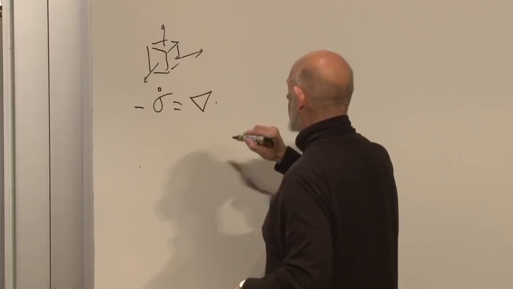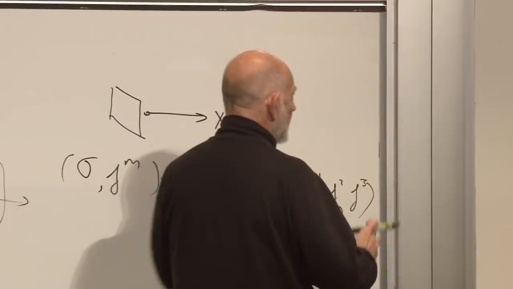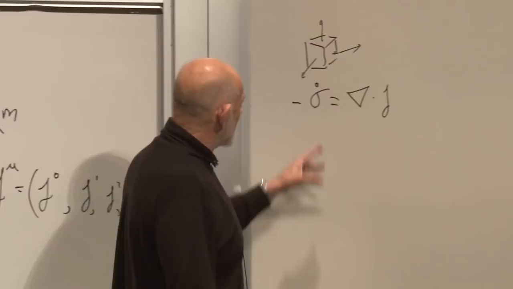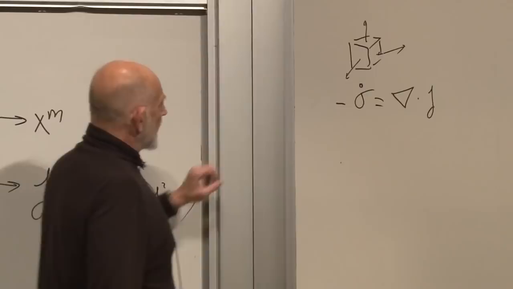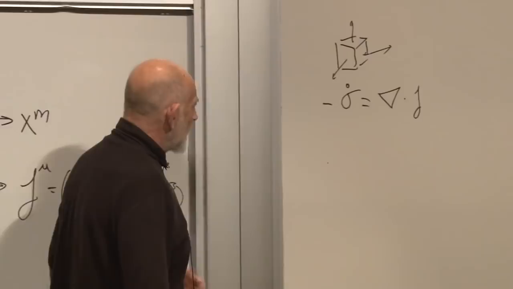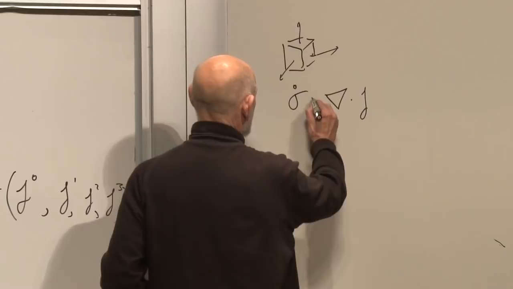The same current here. The divergence of the current is simply the total amount of current passing out of that small box, the divergence of the current in the vicinity of the box. That's the current passing out. And this says that sigma dot is minus the divergence of the current. We can also write this as sigma dot plus the divergence of the current is equal to 0.